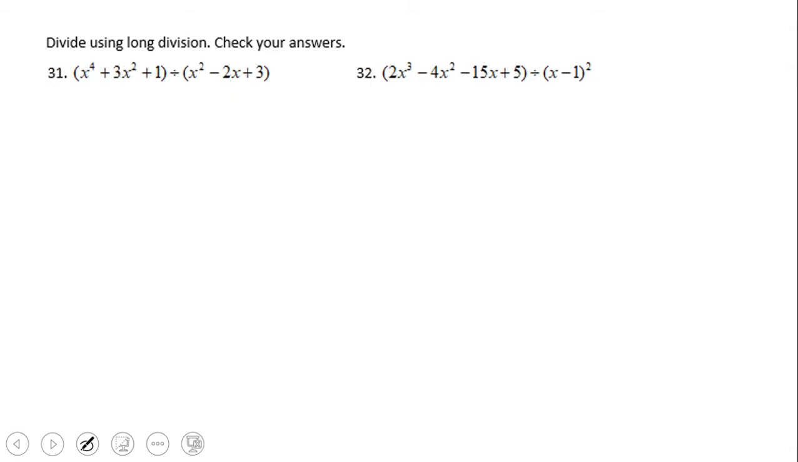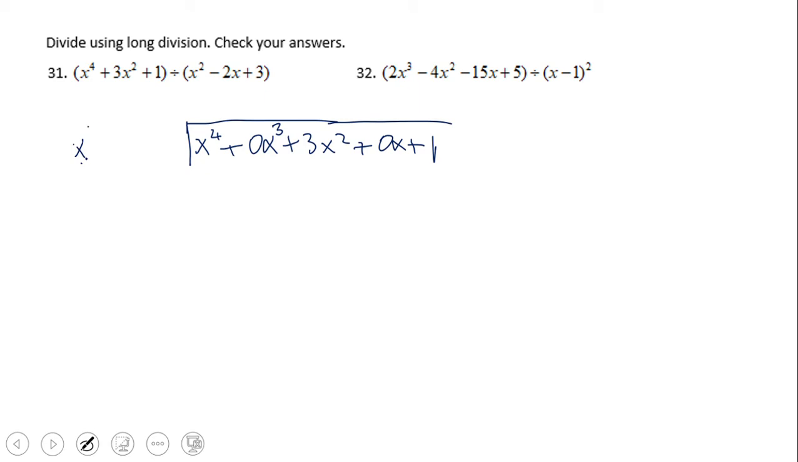And now let's see these cases. You're going to see they work similarly. A couple of things I would like you to pay attention to. You see here we have x to the 4th power, and then we don't have an x cubed. You're going to have to put 0x cubed plus 3x squared. Again, you don't have the x term, but you're going to put 0x and plus 1. And here we have x squared minus 2x plus 3. So again, don't forget, if you have missing terms, add them with 0 in front. It helps you to do the subtraction.